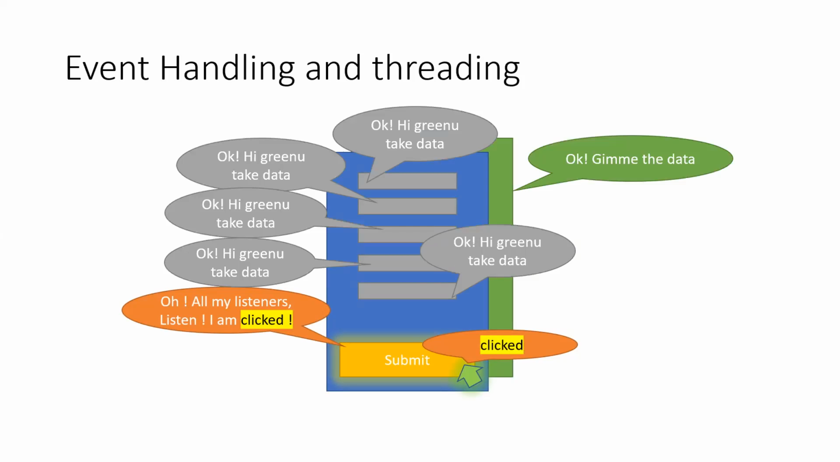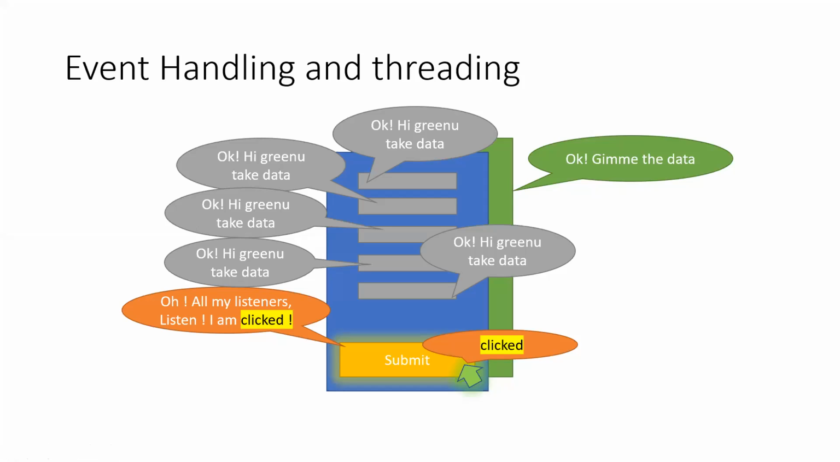Let's say one of the other activities is associated as a listener also, and these text boxes are all listeners. Let's say they ask this particular green screen, let's call it Greenu, hi Greenu, take the data. So the moment this button is clicked, the entire gamut of the listeners take action, and they do the intended action.